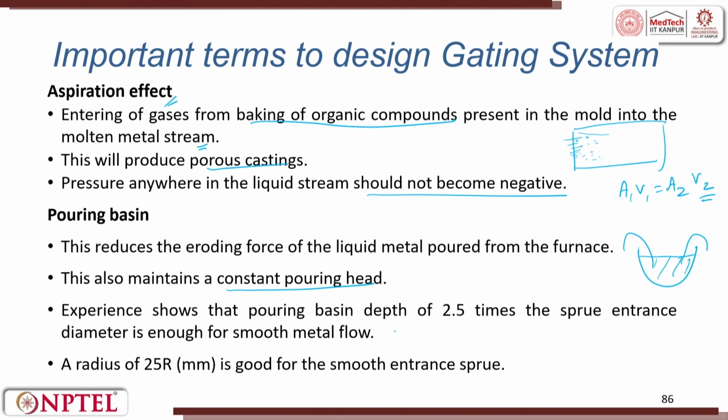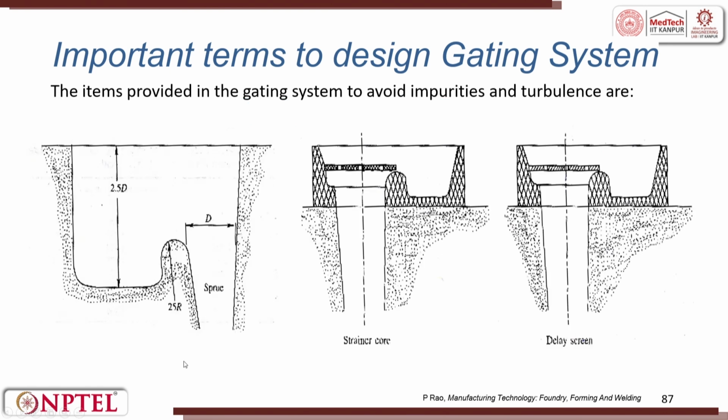Experience shows that a pouring basin depth of 2.5 times the sprue entrance diameter is enough for smooth metal flow. So, they have also come up with some empirical numbers, 2.5 times. A radius of 2.5 R is good for a smooth sprue entrance. If you look here, this is 2.5 D and this is 1 D and here is the radius. So, the metal gets filled here and then from here it goes into this. So, now it will be a smooth flow.